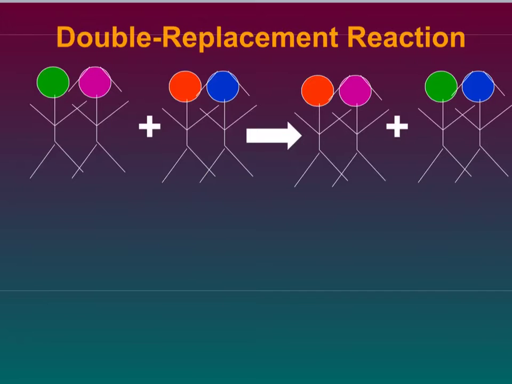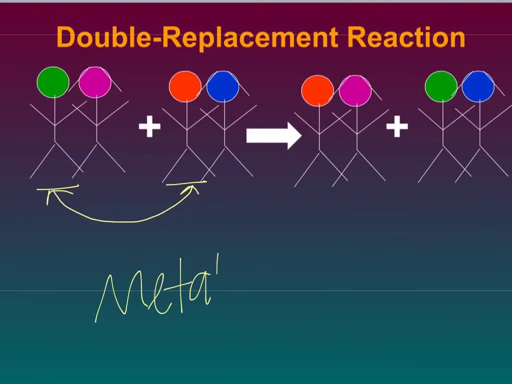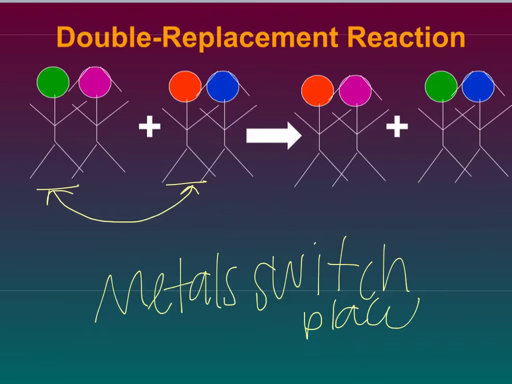The last type of reaction that we're going to talk about is double replacement reactions. These are very similar to single replacement, except now we simply have two metals that are both in compounds. If you think about the analogy that we've been using, we have two guys, but now they're both in relationships. So now our metals are still going to just switch places. Again, in double replacement, our metals, or our positive ions, switch places.